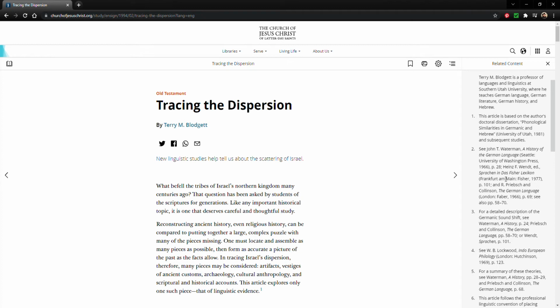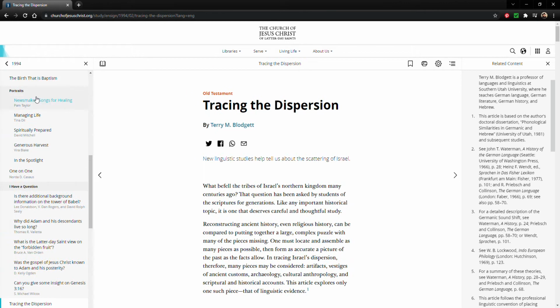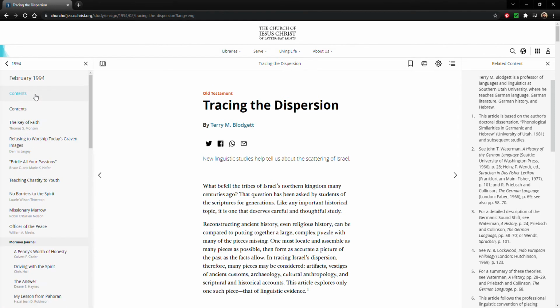Okay, so this is called Tracing the Dispersion by Terry M. Blodgett. I did kind of skim through this a little bit. Terry M. Blodgett is a professor of languages and linguistics at Southern Utah University, where he teaches German language, German literature, German history, and Hebrew. This article is based on the author's doctoral dissertation, Phonological Similarities in Germanic and Hebrew, University of Utah, 1981, and subsequent studies. I'm assuming this is the Ensign, February 1994.